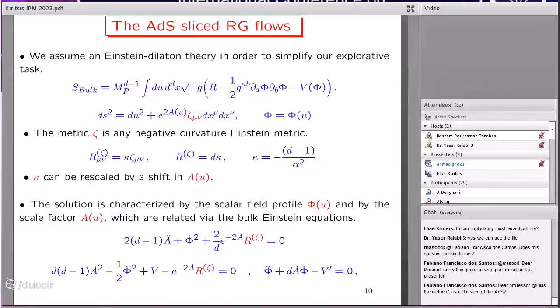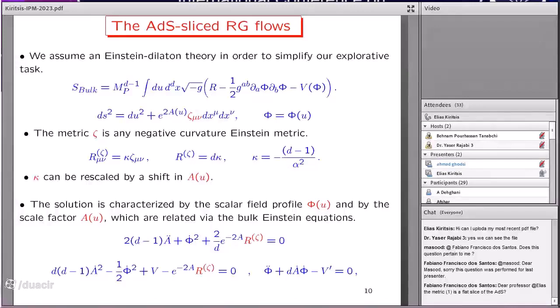And I will make the ansatz I told you before. This is a constant negative curvature slice. This is the scale factor. The scalar will have a profile that depends only on the holographic coordinate. And there is some size to this scale factor here, which is given by the curvature of the slice.